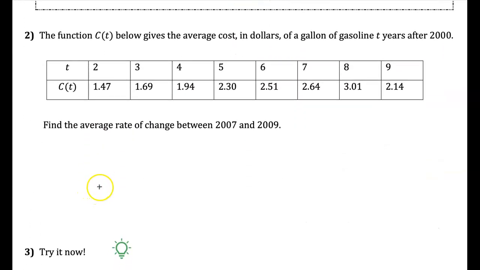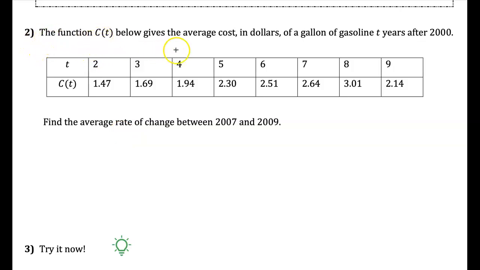Let's take a look at number 2. In this question, we're given the average cost function in dollars of a gallon of gasoline t years after 2000. So 2 years after the year 2000, that's 2002, the price of gas was $1.47 on average. In 2004, the average cost was $1.94, and so on. We want to find the average rate of change between 2007 and 2009. Since this row of t years after 2000 represents 2002, 2003, 2004, 2005, and so on, from 2007 to 2009 is all over here, so we're looking at this column and this column.